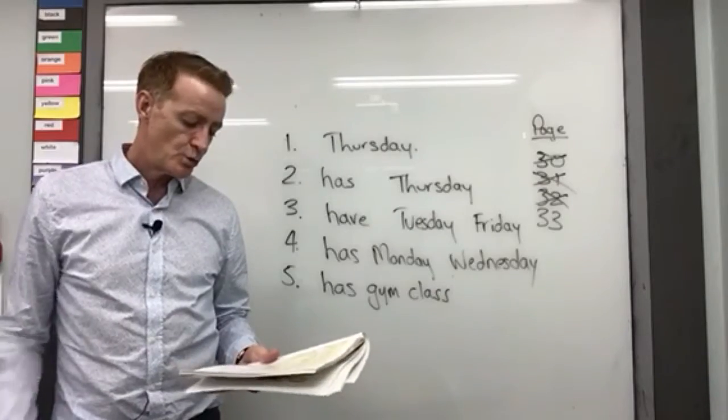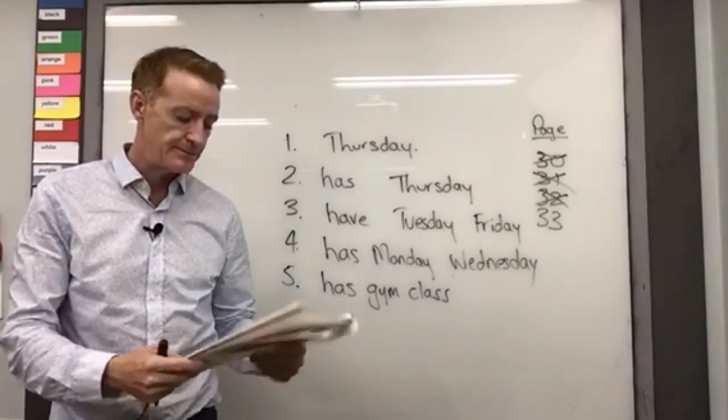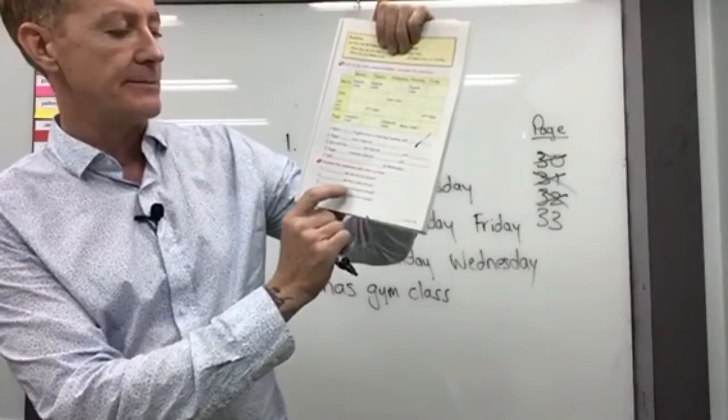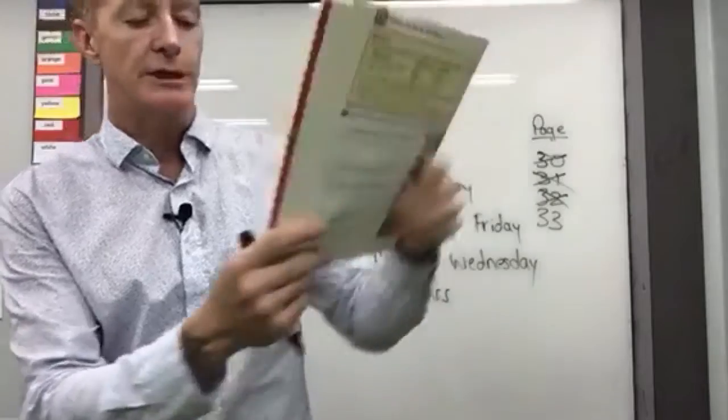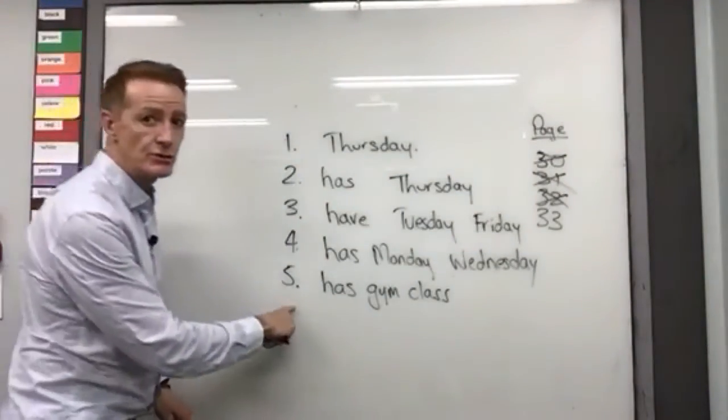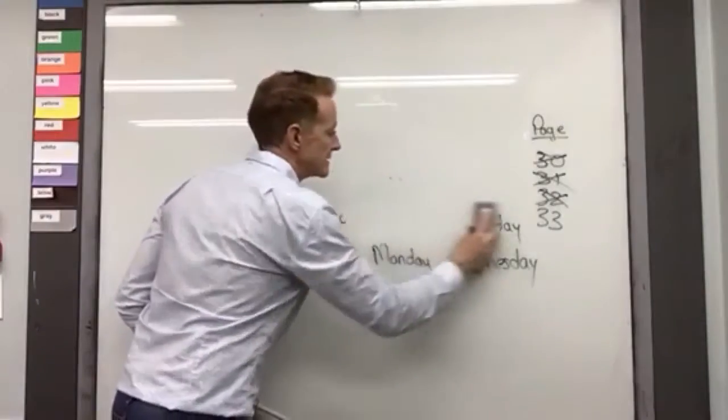Now we have to do one final exercise, but this is something that you can do at home in your own time. Exercise number 3 on page 33. You should do this by yourself at home. We have to write what or when. Make sure you have these answers.